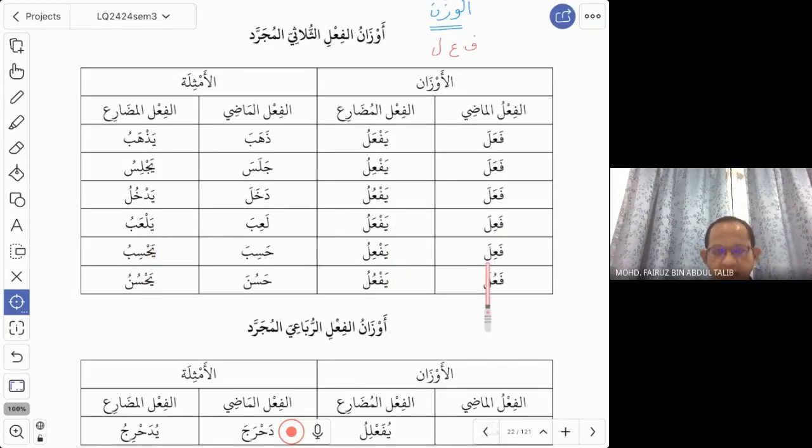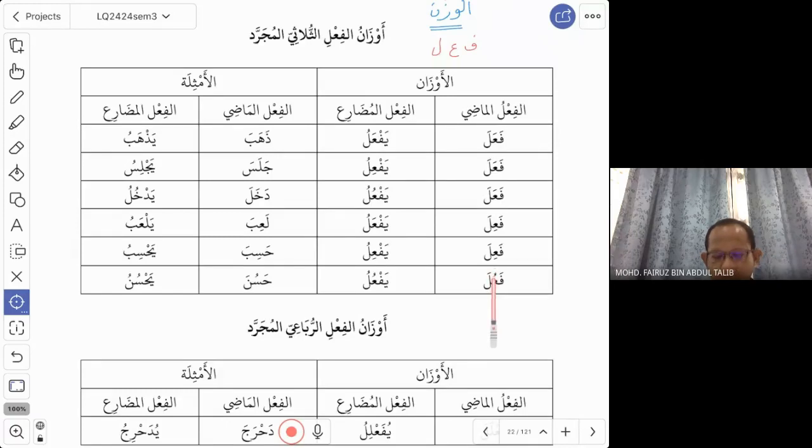Wazan number 5, again fa'ila, but the mudari is yaf'ilu. The example is hasiba yahsibu. Hasiba yahsibu is to consider, to think of it as something, to calculate. That is hasiba. There are a few meanings of the word hasiba. Now, hasiba yahsibu, this is fa'ila yaf'ilu. So again, these are all 3-letter fi'il, fi'il mujarrad sulasi. And the last wazan for fi'il sulasi mujarrad is fa'ula, where you have dhamma.